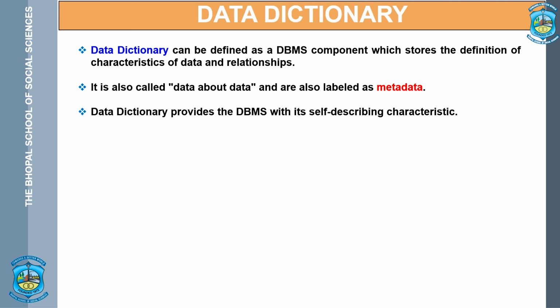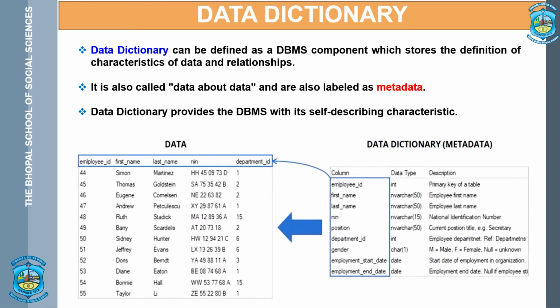The data dictionary provides the DBMS with its self-describing characteristics. So we should have knowledge about the fields, the different values, their types, and their domains. All this additional information about data is called the data dictionary. We store it somewhere, and that area is called the data dictionary.